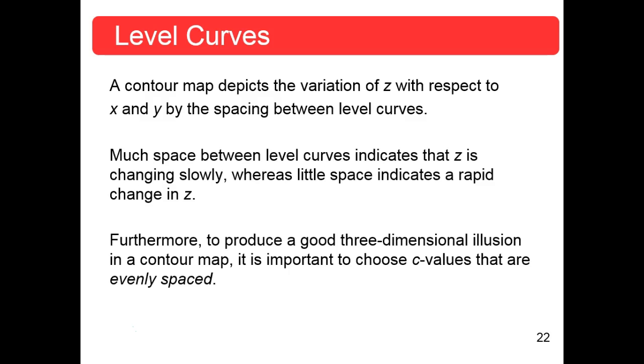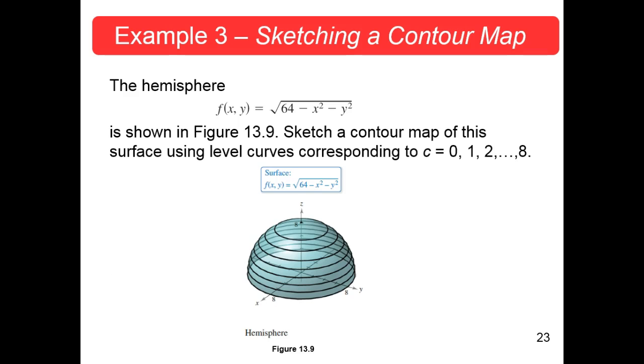Furthermore, to produce a good three-dimensional illusion of a contour map, it's important to choose C values that are evenly spaced. In other words, that's often called the contour spacing. The contours, there's a name for it. I can't think what it's called now.